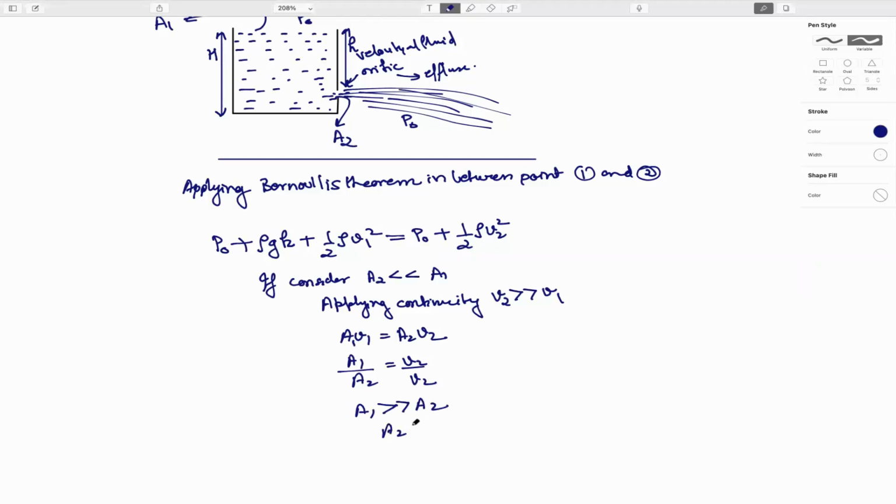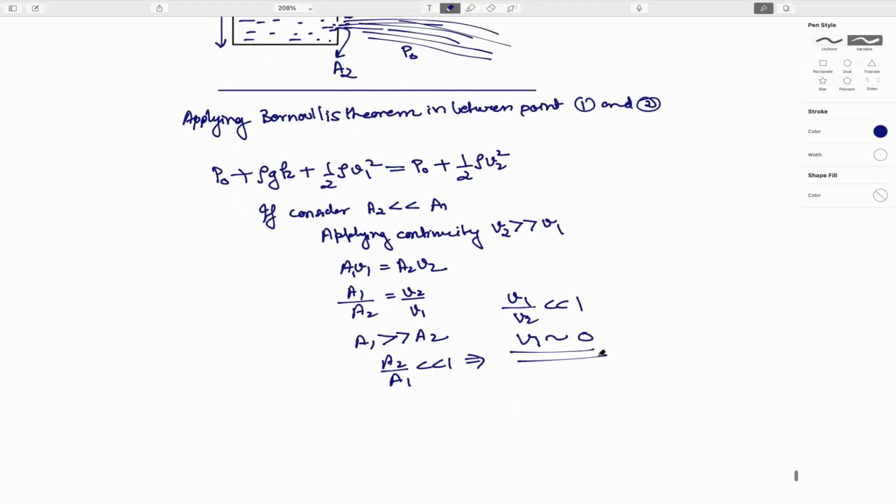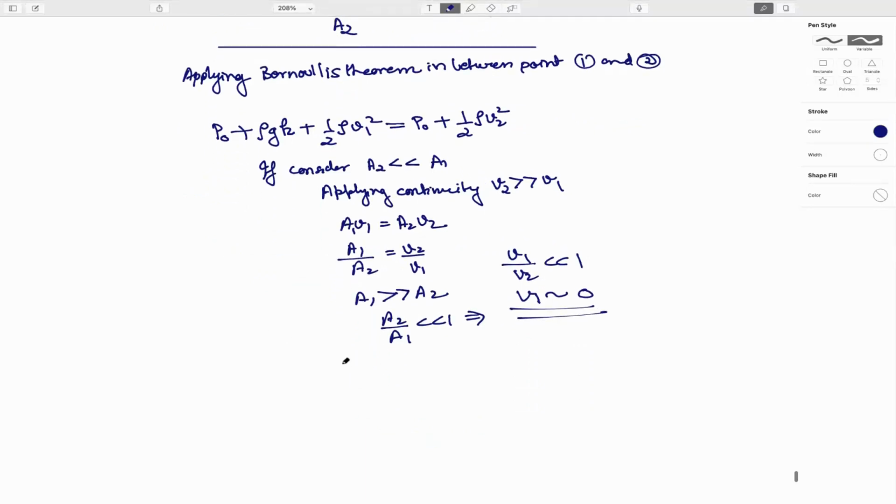It means to say that A2 by A1 is very, very less than 1, and so we can neglect this. V1 by V2 should be less than 1, implies that you can neglect V1 compared to V2. So V1 you can take 0. With this assumption that is generally given in many questions, P0 cancels out, this will also cancel, and V2 is under root of 2GH.